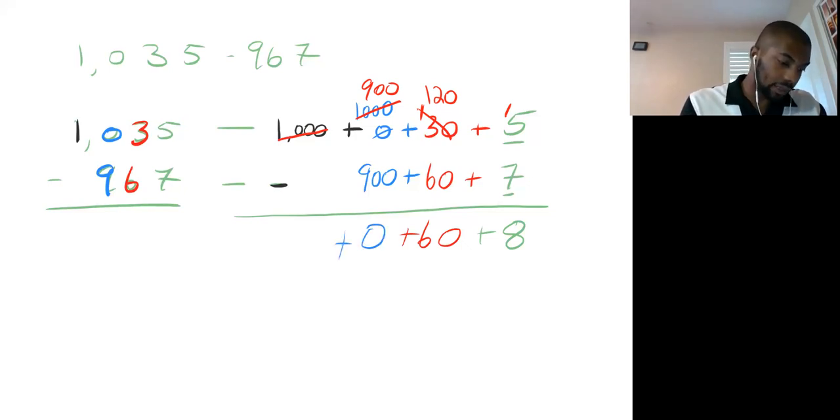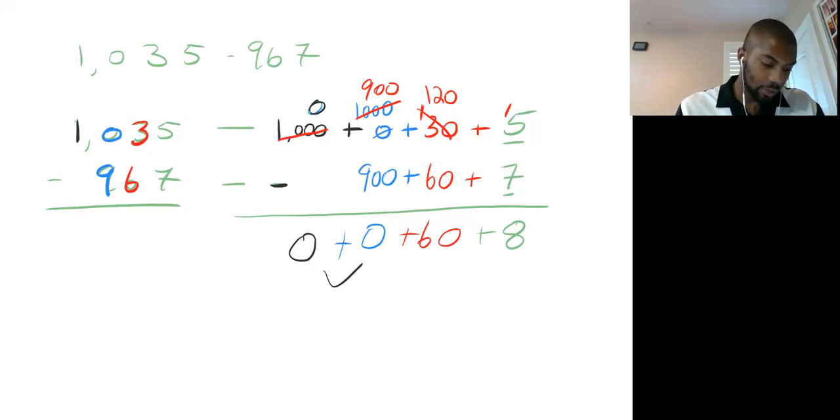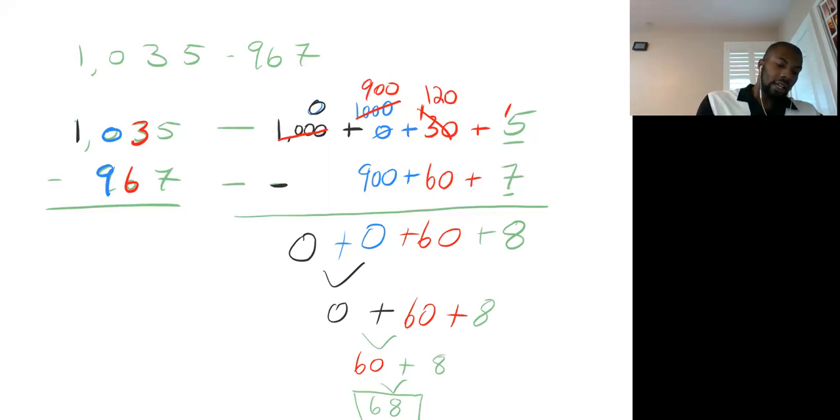And I've got, well, nothing over here anymore because I borrowed it. 0 plus 0 is 0. If I add these together, that's 0 plus 60 plus 8. 0 plus 60 is 60. 60 plus 8 is 68. So the answer we should get is 68. That was if I used grouping.